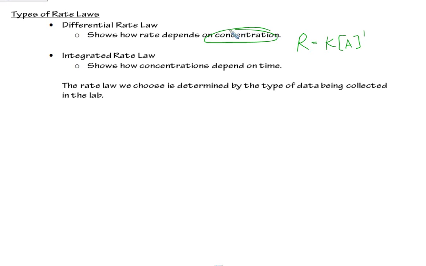Another rate law, called the integrated rate law, looks at how concentrations depend on time. As time goes by, how are the concentrations changing? The rate law that we're going to focus on really is kind of dependent on the type of data that's collected in the lab. So let's look at some options.